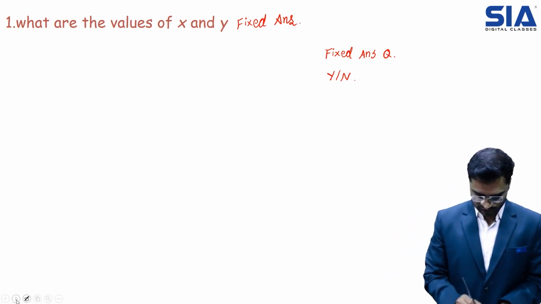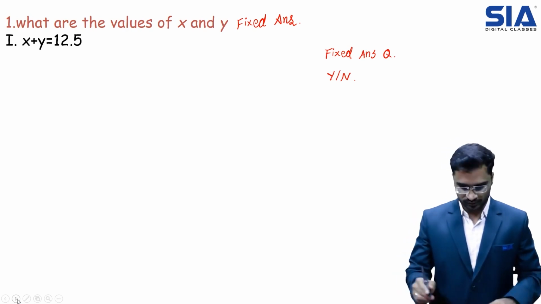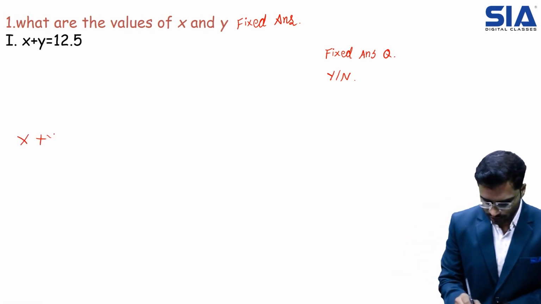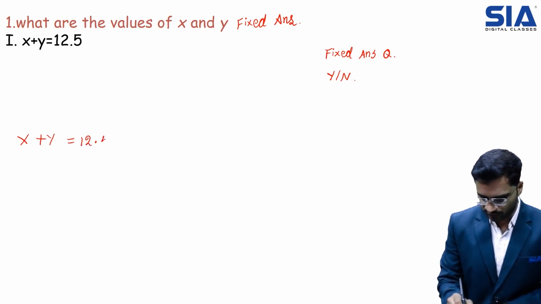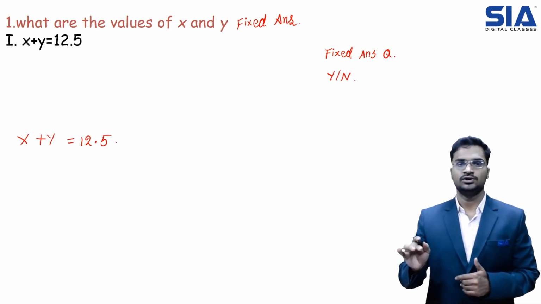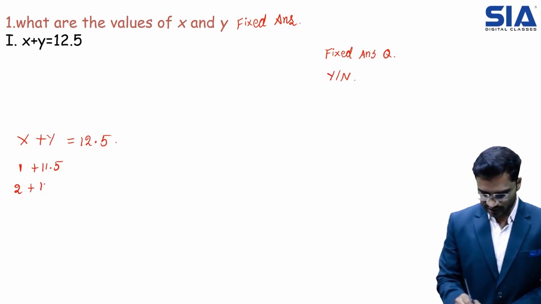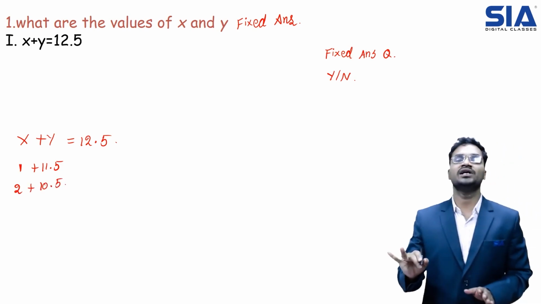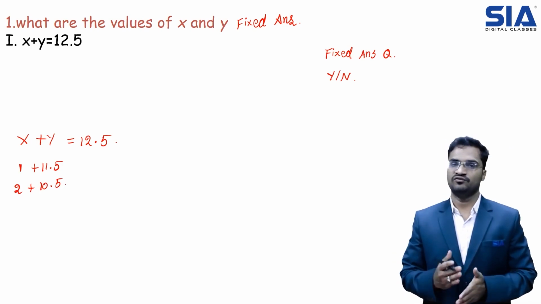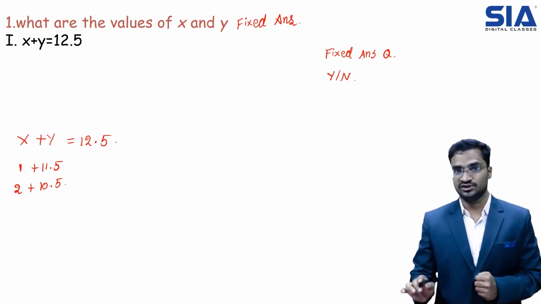So let us see what the first statement is saying. The first statement is saying x plus y is equal to 12.5. Here we have to achieve x and y as fixed answers. So let us solve this. If I put x value as 1, then I am getting y value as 11.5. If I put x value as 2, then I am getting y value as 10.5. Are the x and y variables fixed here? No, they are not fixed, but we have to achieve a fixed answer. So statement 1 alone is not sufficient to answer.